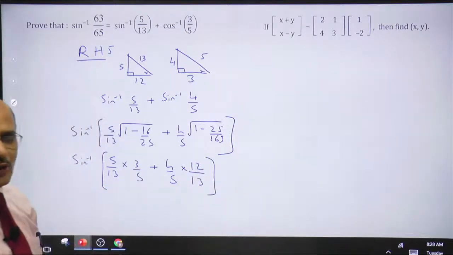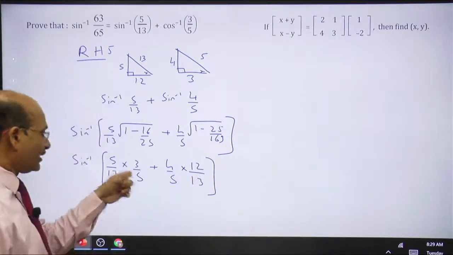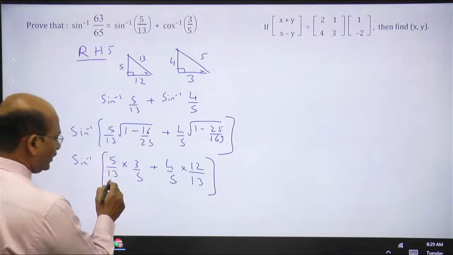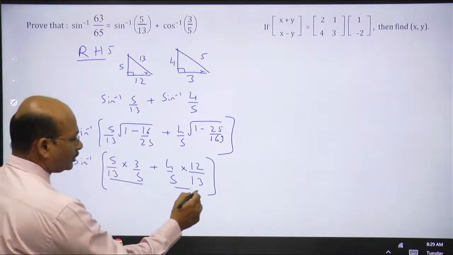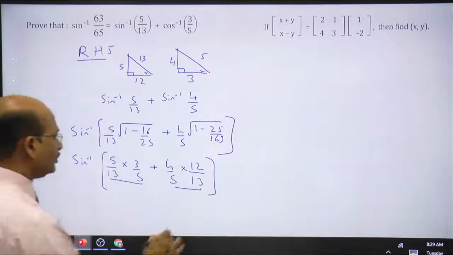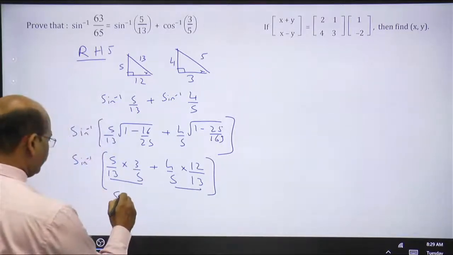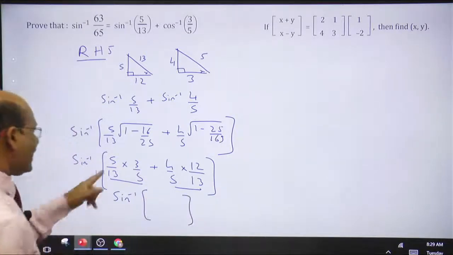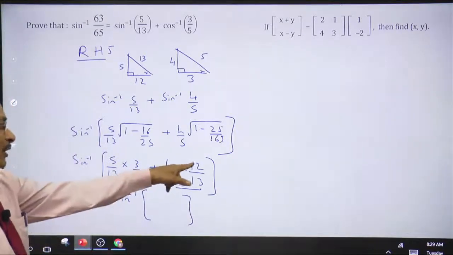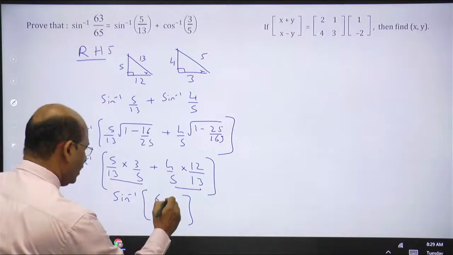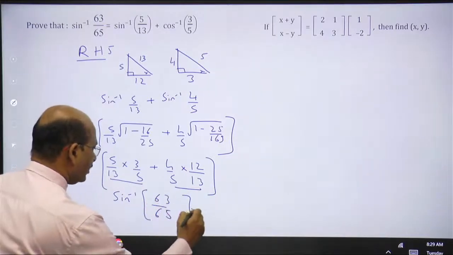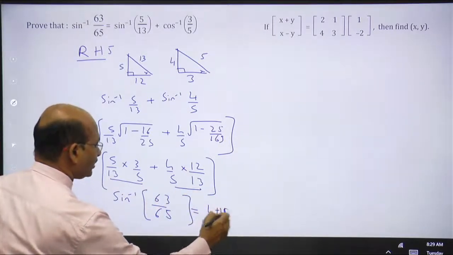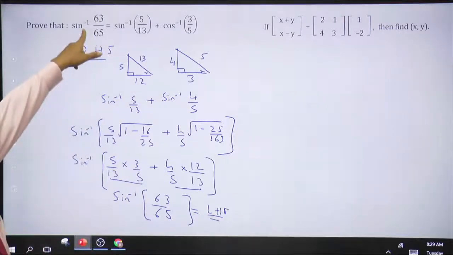So I don't have to do much cancellation in this, even though you can cancel this, because if you look at the denominator, it is 5 into 13, 5 into 13. So keep it as it is. So this will eventually be sine inverse. Try to understand what happens here. 5 3s are 15 plus 48, that is 63 upon 65. So this is nothing but my LHS. You can have a look here, 63 upon 65.